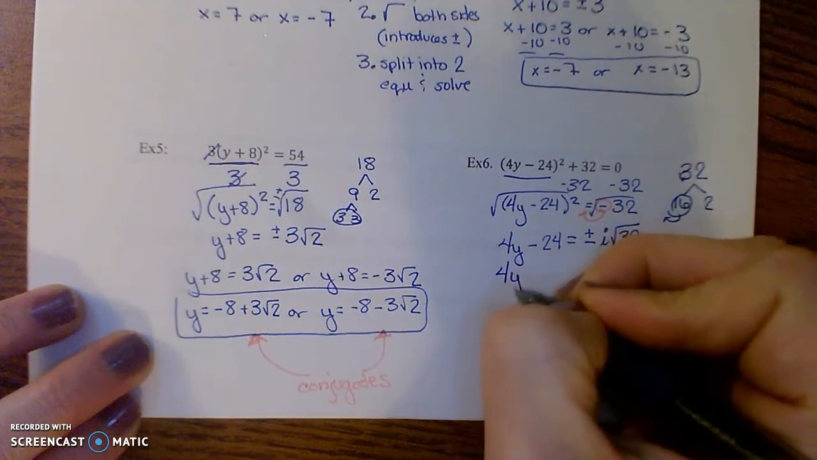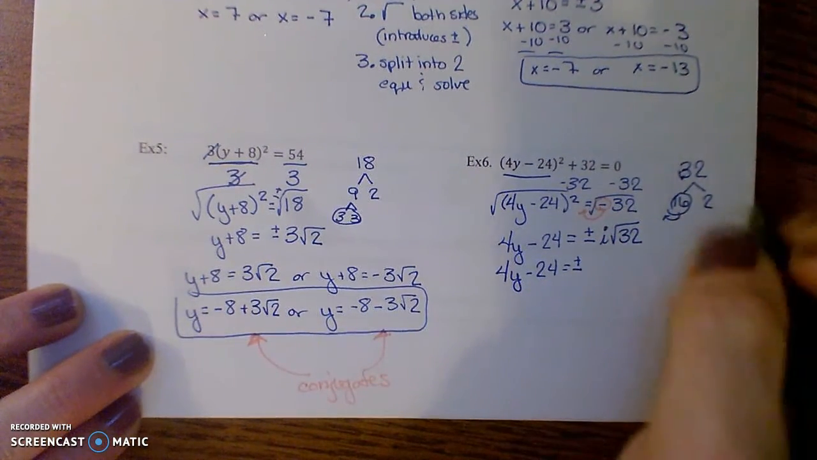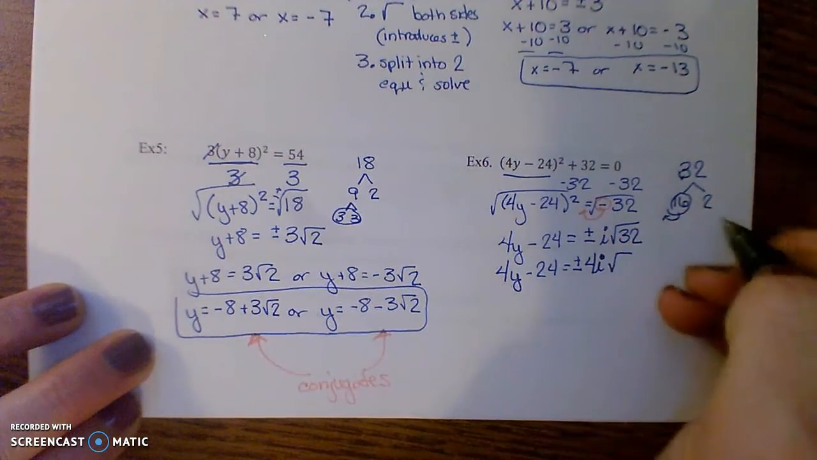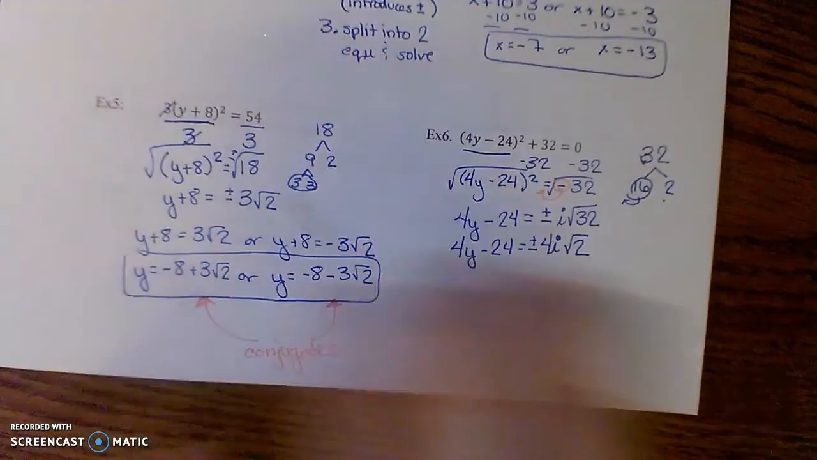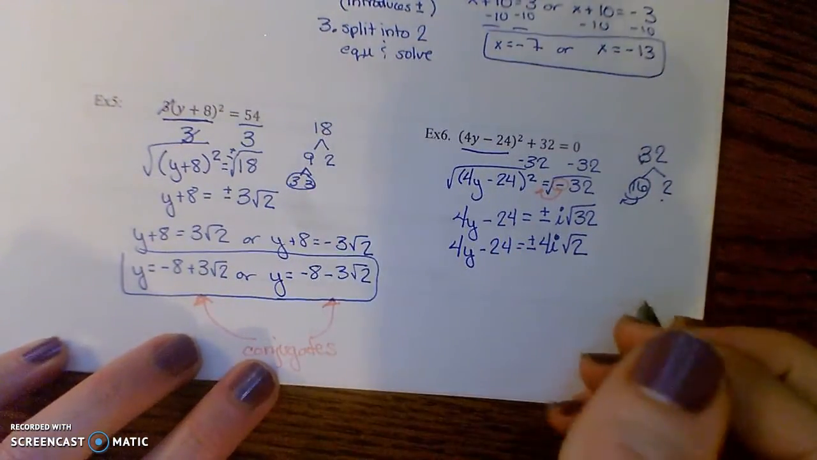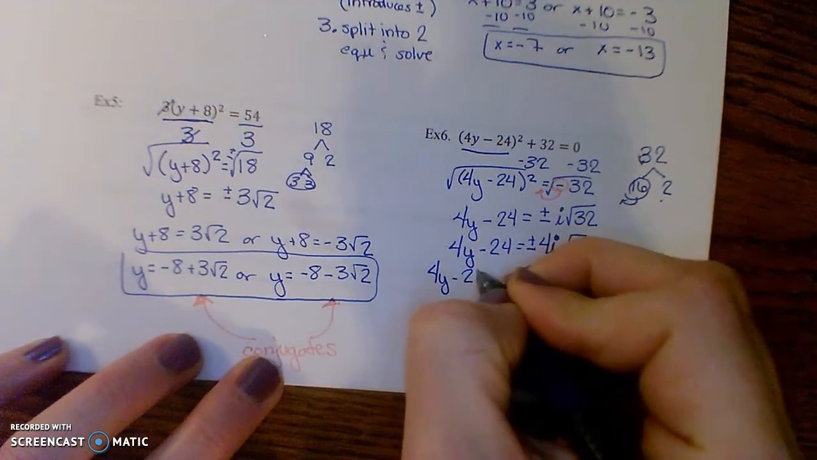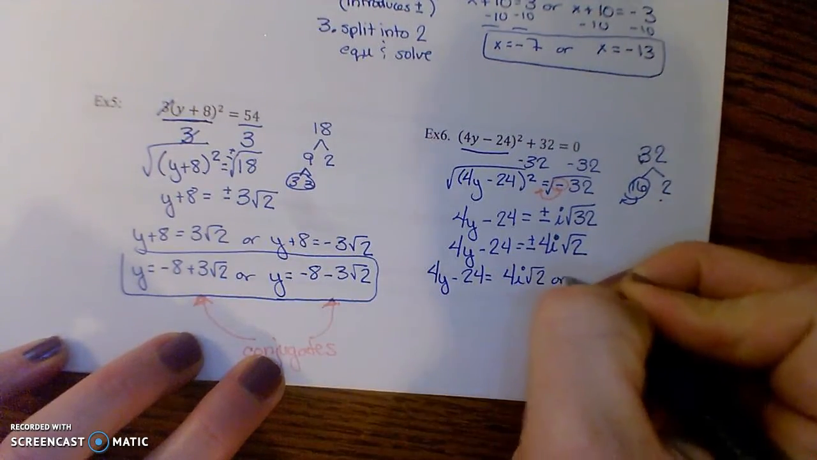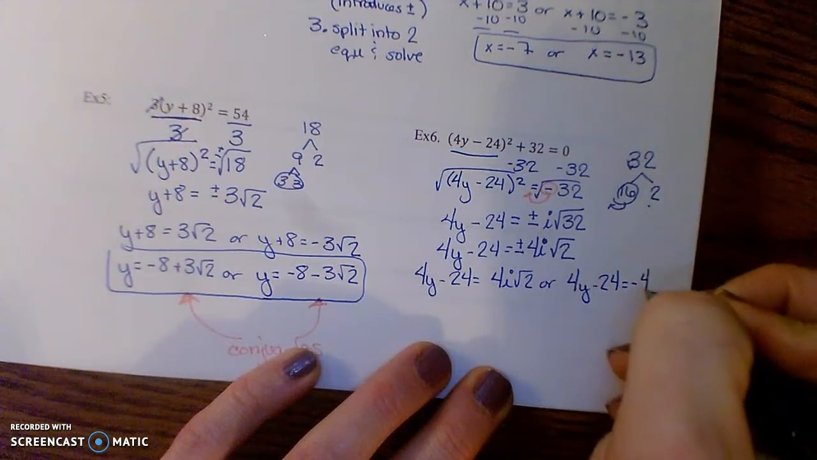So let me just rewrite this one more time. The square root of 16 is 4, so 4 comes out, so I'll have 4i on the outside, and there's a 2 left on the inside, 4i root 2. Great! I am almost done. Now what I can do is separate this as 2 equations, and then solve for y. So we got 4y - 24 = 4i root 2, or 4y - 24 = negative 4i root 2.